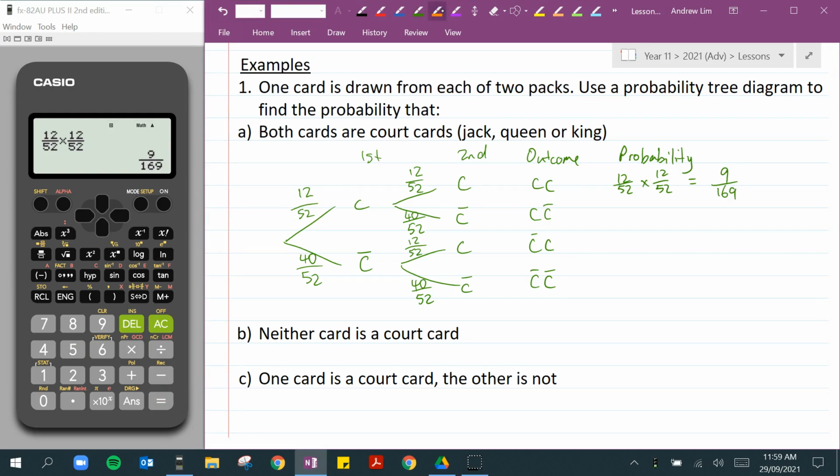Question B. Neither card is a court card. So that's this one here. So the probability that neither card is a court card is 40 out of 52 times 40 out of 52. Which is 100 over 169.